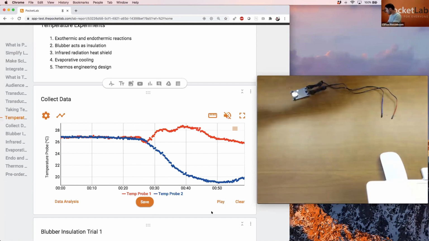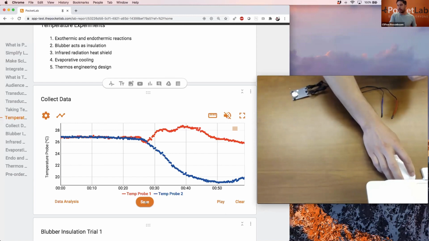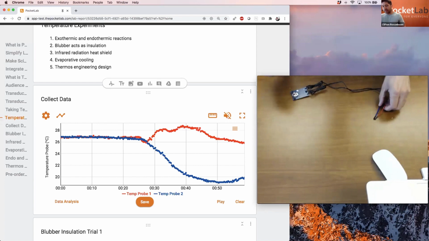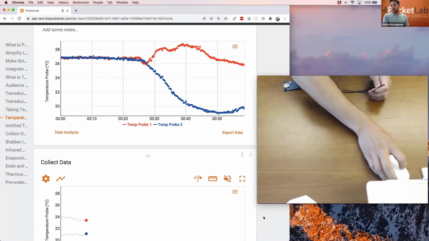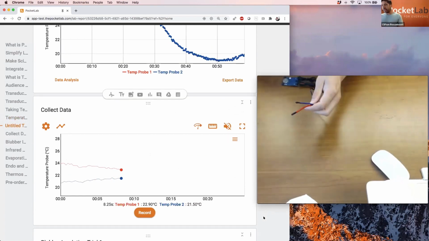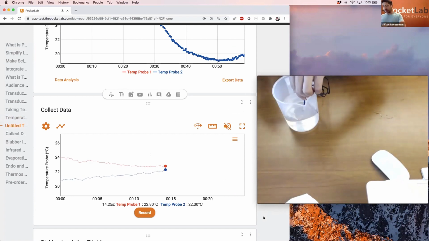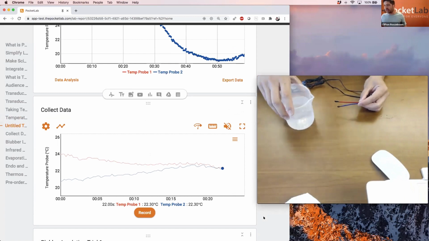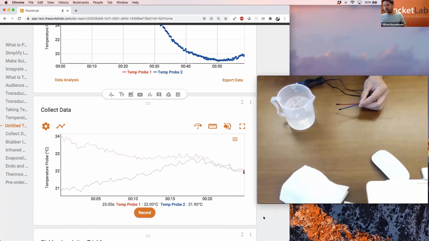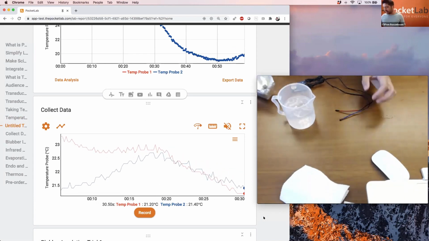Move my chemicals aside. We're going to go on to blubber insulation. So I'll save that data. I'll dry my probes. And now we're measuring temperature live again. I'm going to equalize the temperature of these probes by putting them in room temperature water so they can settle in at the same temperature. And now let's talk about insulation. So why do seals and walruses have fat? Because they swim in ice cold water. We have ice cold water here. And they need insulation from those conditions.